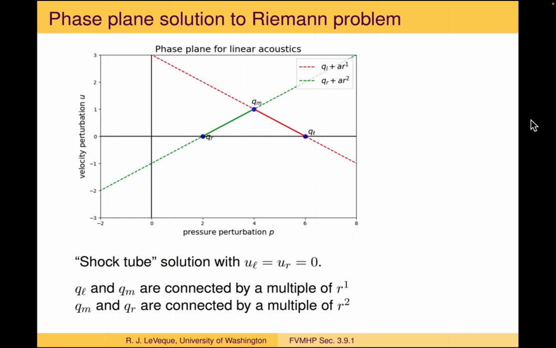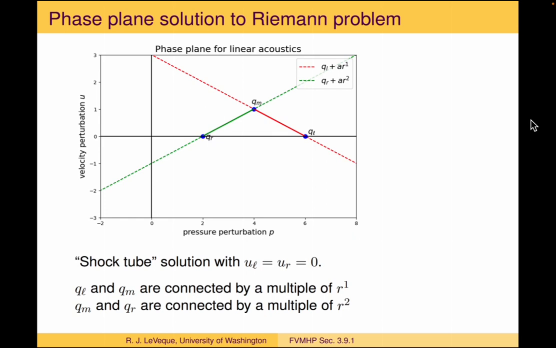Here's just another example. This is the shock tube where we assume UL and UR are both equal to 0. That means QL and QR both lie on the horizontal axis with U equal to 0. And then the solution, when we solve that problem, the pressure is the average of the two pressures in the intermediate state, and there's a velocity that, well, it depends, it's either positive or negative depending on whether QR is less than or greater than QL. This is a case where the pressure is smaller in the right state than the left state, and the velocity ends up being positive in the intermediate state.